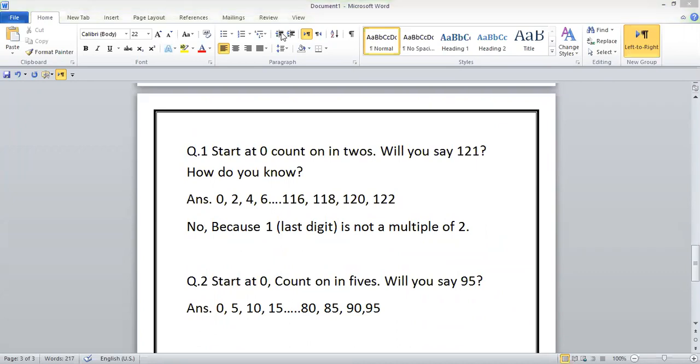Yes guys, start from 0, count on in 5. Will you say 95? Yes or no? Yes. How do you know? Okay, so write yes, because 5, which is the last digit, is a multiple of 5.